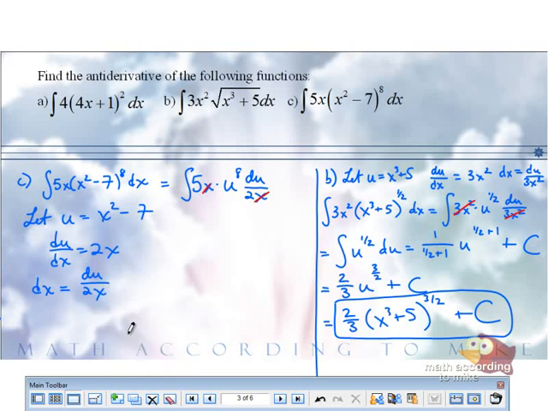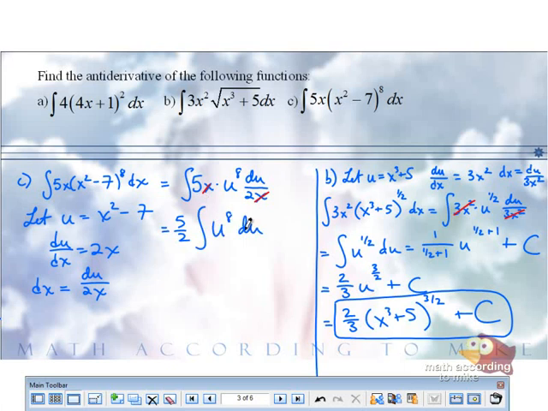What can we do with that 5/2? Put it in front of the integral. There you go.